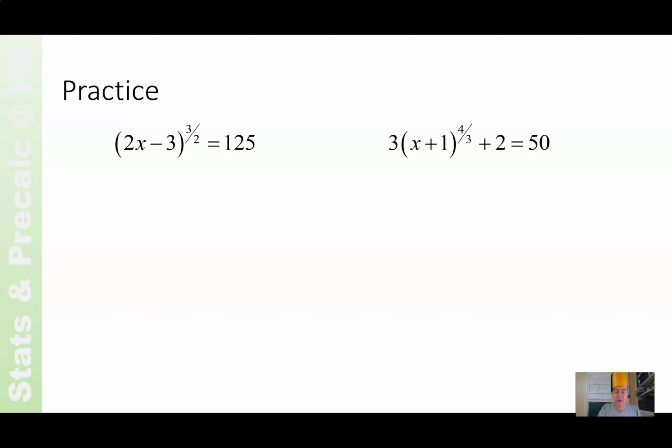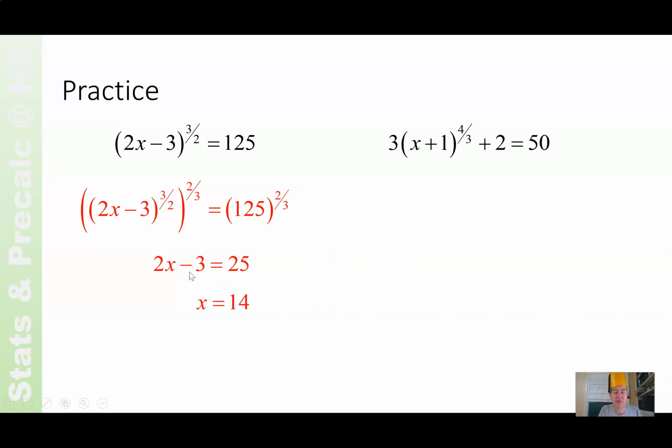And we're back with your solutions. In this case, you take both sides to the 2/3 power. 125 to the 2/3 is 25. So we've got 2x minus 3 is 25. X is 14. On this side, you do have to isolate first before you do it.